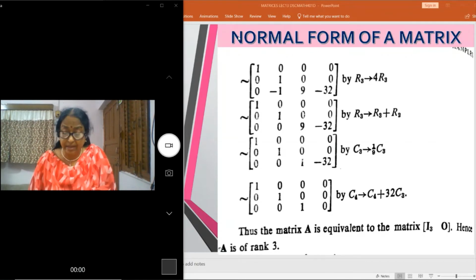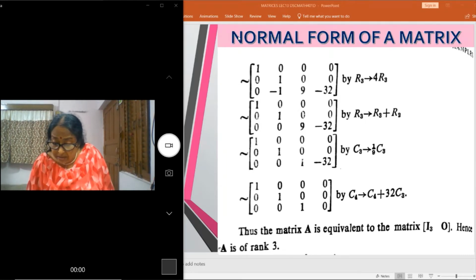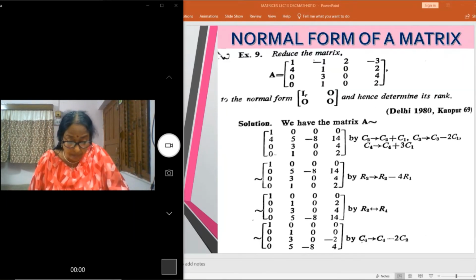Now you can see this is a unit matrix of order 3, because all the members of the fourth column are 0. So this is an identity matrix of order 3, hence its rank is 3. Similarly, the ninth problem you do at home. This is homework for you.